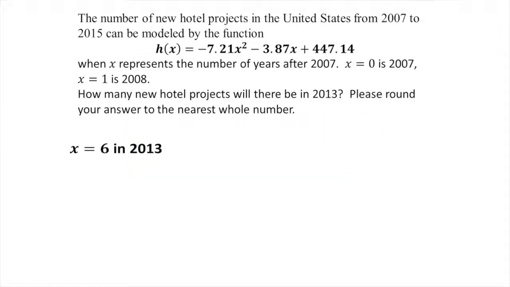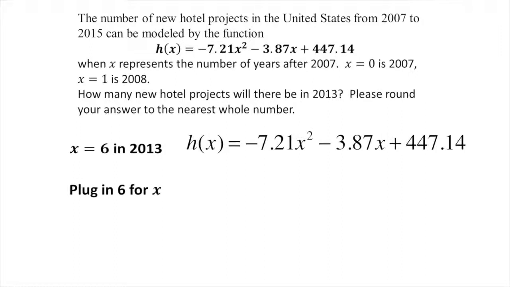So let's write that down. x would equal 6 in the year 2013. Now that we know that x equals 6, we're asked how many hotel projects will there be? So now we're going to plug this 6 into this function here, and that will tell us how many hotel projects there will be. I'm going to plug in 6 for x.